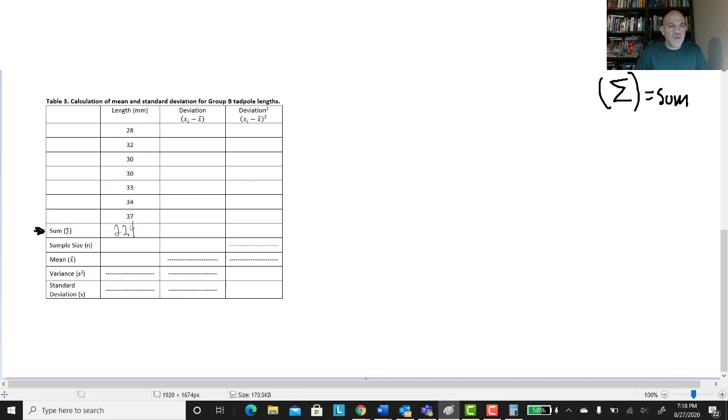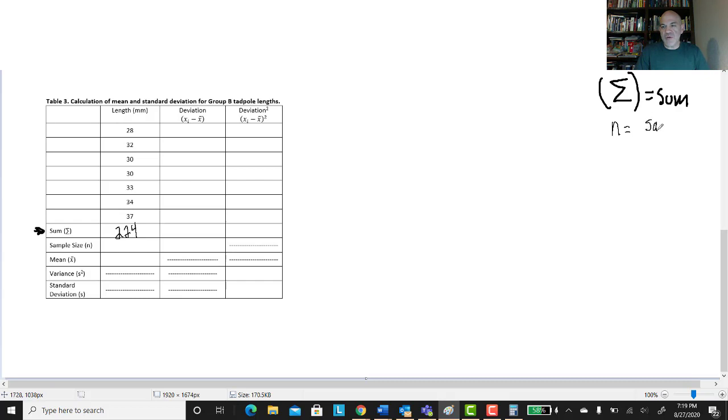So 224 total millimeters. Okay, and so once we've done that, the next thing we're going to have to do is figure out the number of replicated measurements that we have. What is our sample size? And that's going to be symbolized by n.